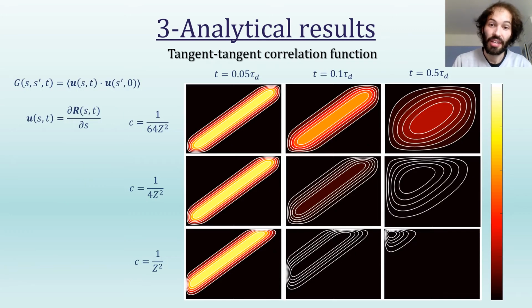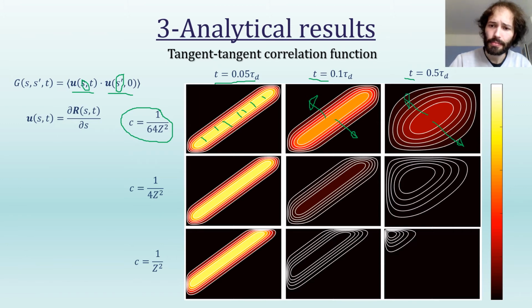If we inspect the tangent-tangent correlation function, we see a similar behavior. This observable measures the correlation between the orientation of different parts of the polymer. Okay? So, in the case of pure rotation, or for a very tiny value of the drift, at short times, only the closest parts of the polymer are correlated, and as this system evolves, this correlation diffuses equally in both directions of the tube.